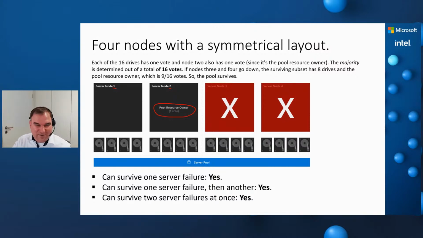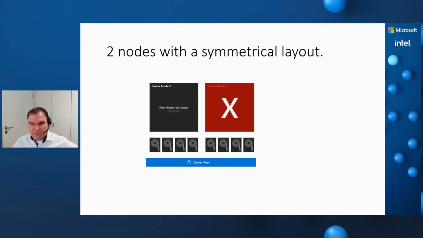So now this scenario, I assume, is clear. The server nodes that failed didn't have the pool resource owner. But what happens if the pool resource owner fails? Let's think about a smaller scenario, a 2-node cluster. Similar scenario, 2-node cluster, the non-pool owner fails. We have here overall 8 disks and 1 additional vote. So we had 9 votes regarding the disk majority.